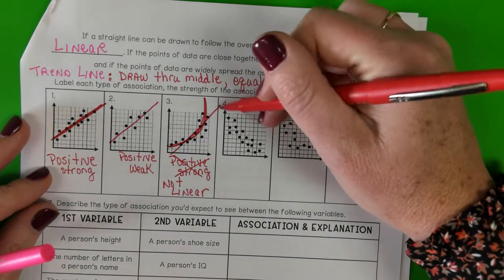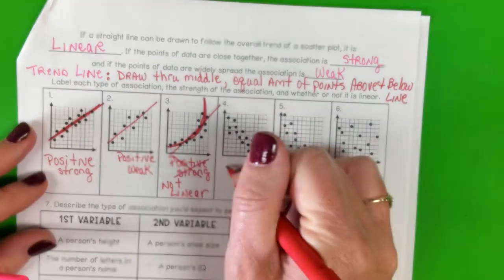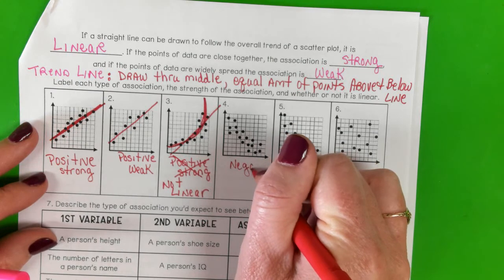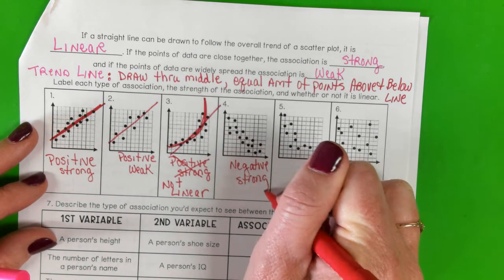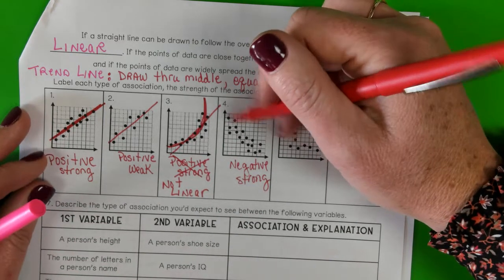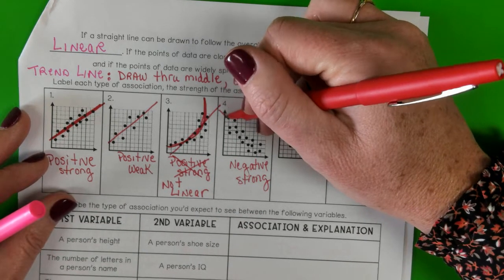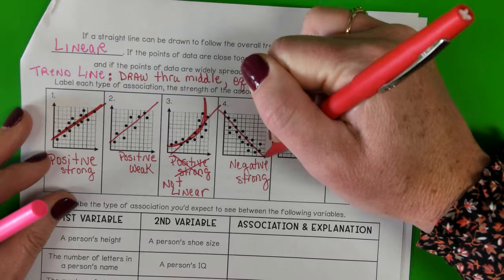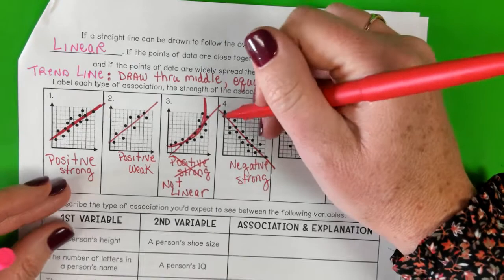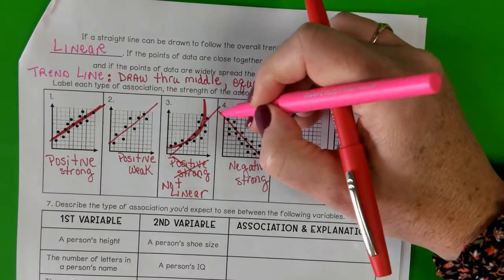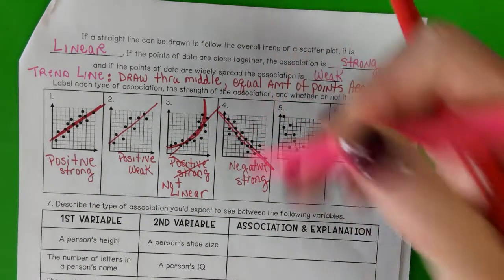Okay, this one is going in a downward trend, so this is negative. I feel like the points are pretty close together, so I would say strong. And let's draw our trend line. Again, through the middle of the data. So, you know, you're not going to hit every point on that line. I could have maybe even lowered that just a little bit to make it a little more equal.